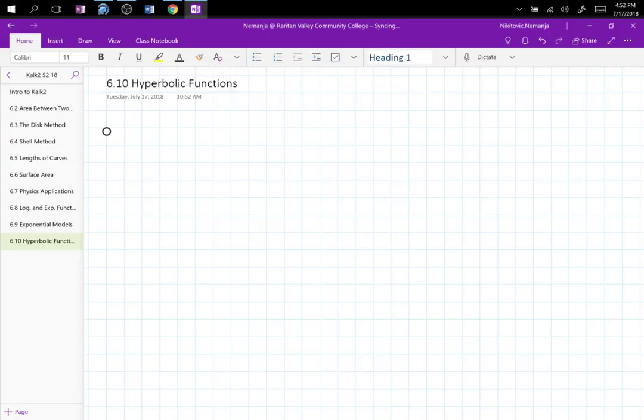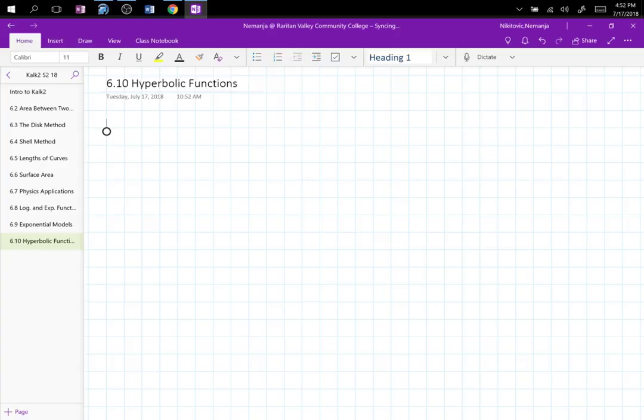This is section 6.10 on hyperbolic functions. We're going to wrap up chapter 6 and have that exam in 2 days that you want so much, right? I'm scared. Good. So the hyperbolic functions. This is going to be a new bunch of functions.